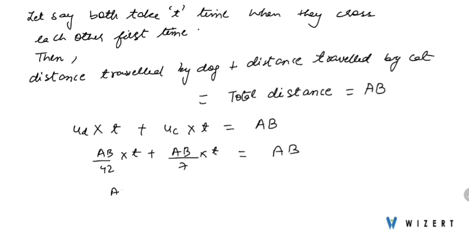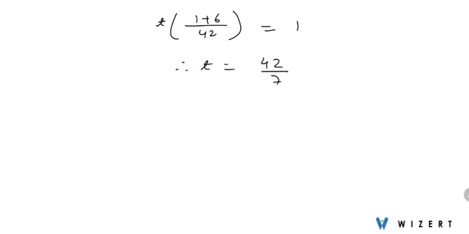Now from here we can take AB and T common, and 1 by 42 plus 1 by 7 is remaining. So from here AB gets cancelled and the time T will be equal to, let's take the LCM, 42 divided by 7, which is equal to 6. Therefore 6 minutes is the required time.